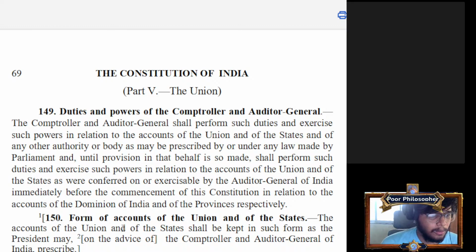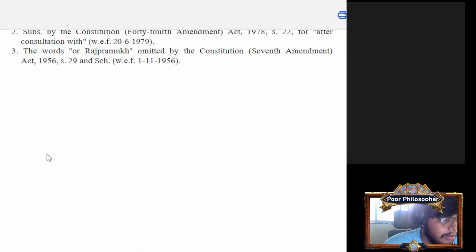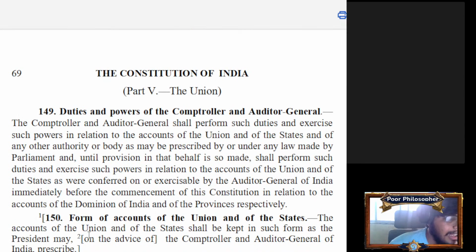Article 150. Form of accounts of the Union and of the states. The accounts of the Union and of the states shall be kept in such form as the President may, on the advice of the Comptroller and Auditor General of India, prescribe. Audit reports. This is the last. Article 151. Audit reports. The reports of the Comptroller and Auditor General of India relating to the accounts of the Union shall be submitted to the President, who shall cause them to be laid before each House of Parliament. Clause 2. The reports of the Comptroller and Auditor General of India relating to the accounts of a state shall be submitted to the Governor of the state, who shall cause them to be laid before the Legislature of the state.